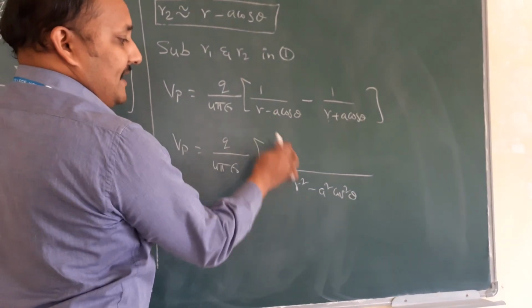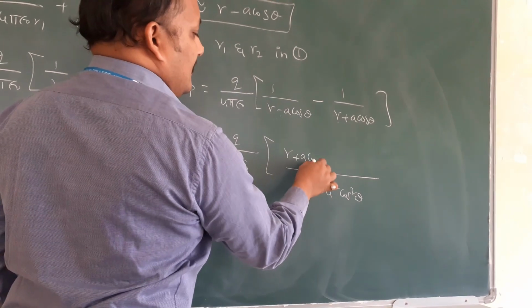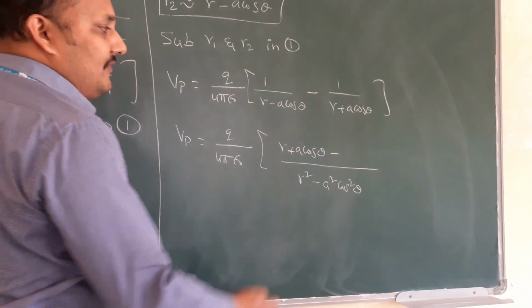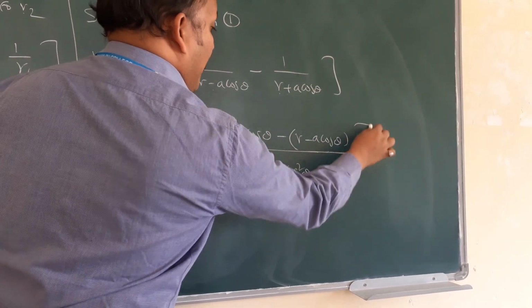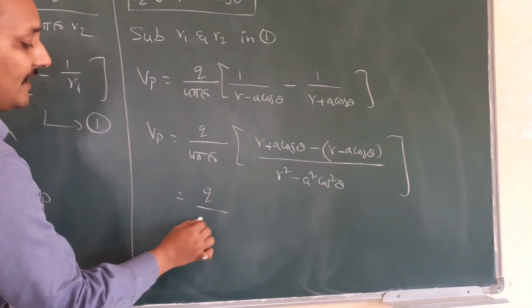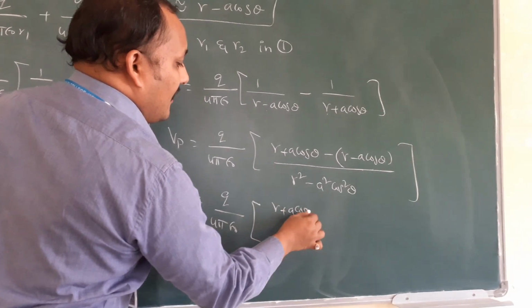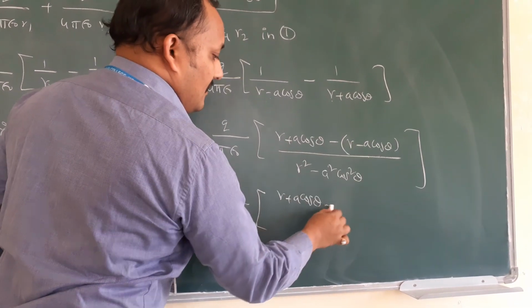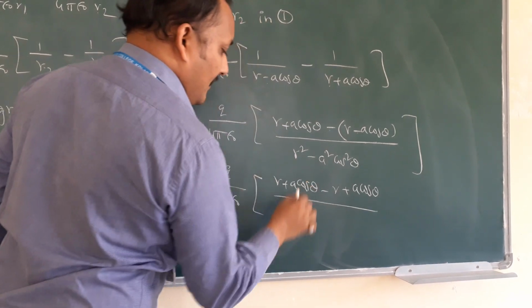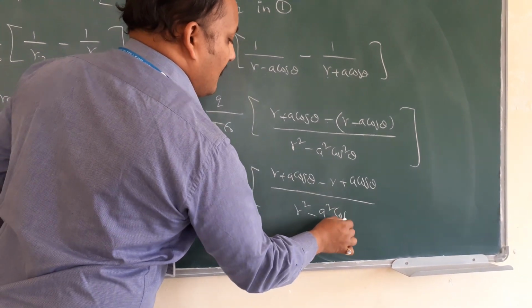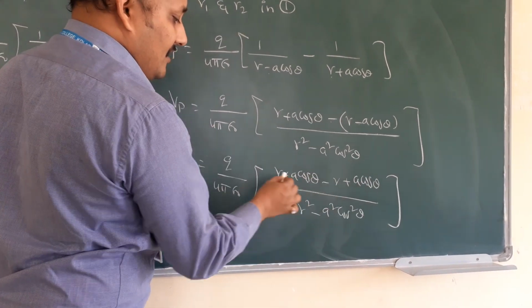(A plus B) into (A minus B) is A square minus B square. Then what will it become? (R plus A cos theta) minus (R minus A cos theta). Expand: Q by 4 pi epsilon naught, R plus A cos theta minus R, minus into minus plus A cos theta, by R square minus A square cos square theta. A cos theta plus A cos theta will become 2A cos theta.